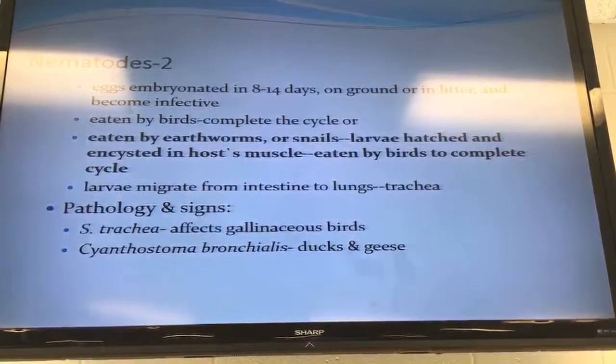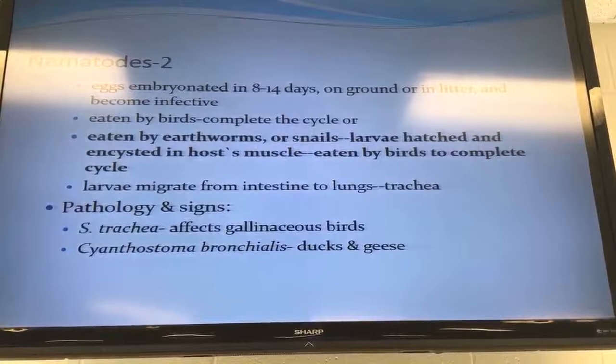You see that last statement at the bottom of the page? This parasite is in ducks and geese. That is similar to Syngamus trachea in other species. Cyathostoma bronchialis is similar to Syngamus trachea, okay? Just that you find it in ducks and geese. And it's going to be in the trachea and in the bronchi. So it's very similar to Syngamus trachea, except this is in ducks and geese.